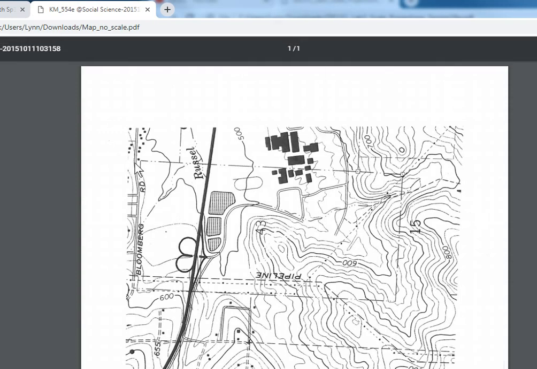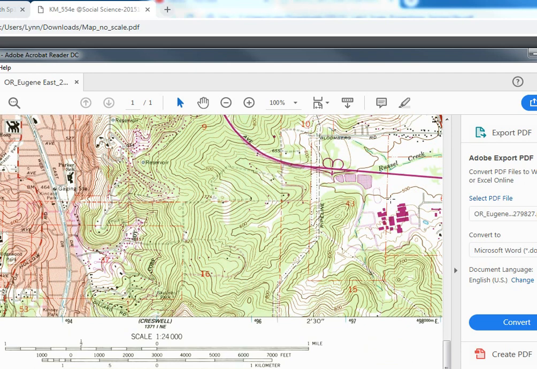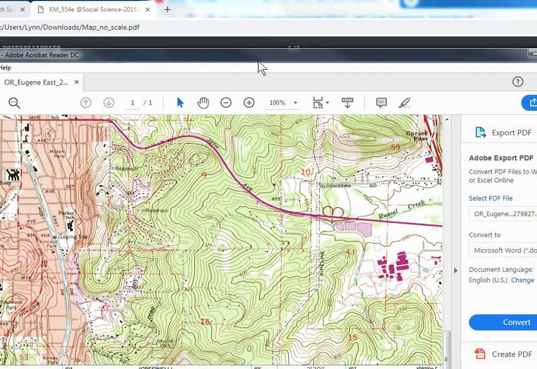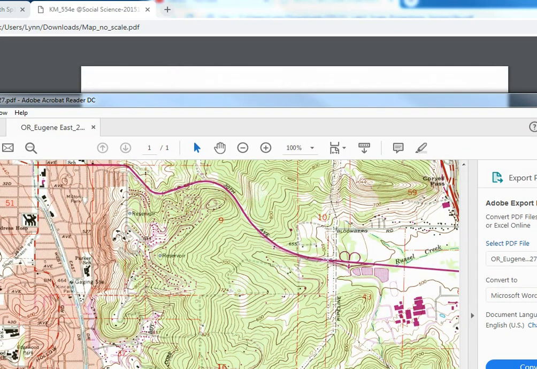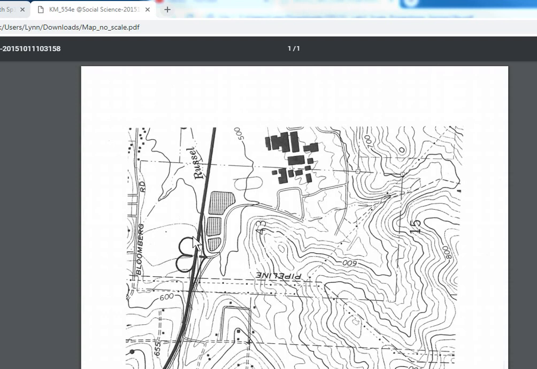So the first thing you want to do is measure a distance on one of the maps and then measure that same distance on the other map. So on this map with no scale, you could measure from here to here pretty clearly. Then you could pull that up in the topographic map and measure from here to here. So this would be the length of the feature on the topographic map or the known map, and this would be the length of the feature on the map with the unknown scale.